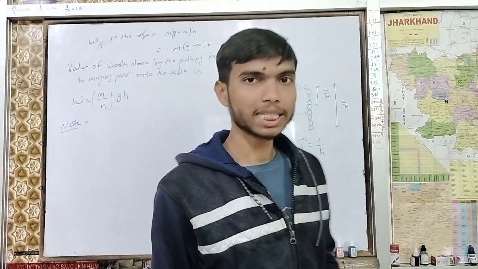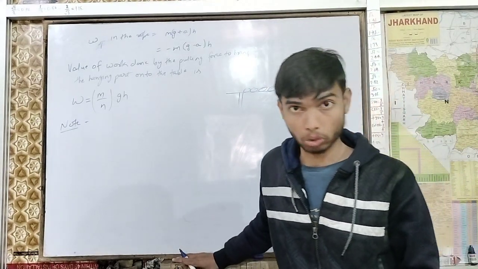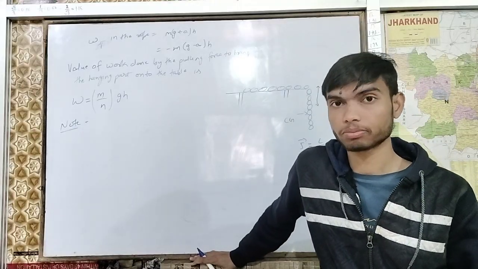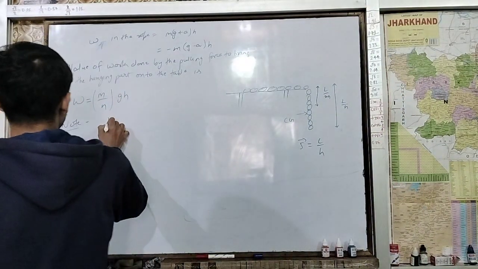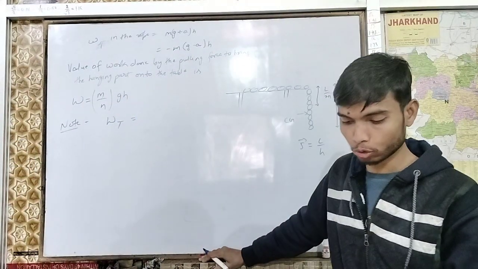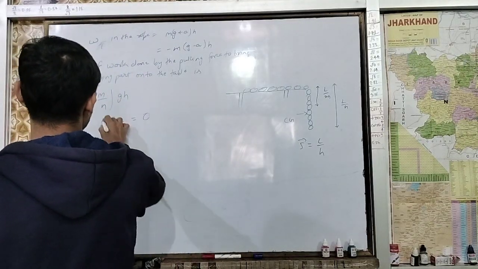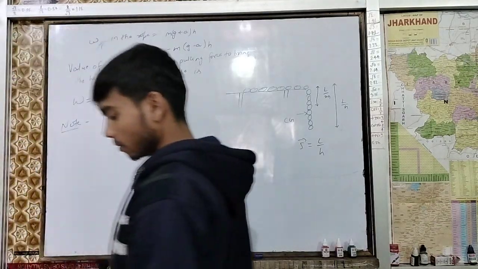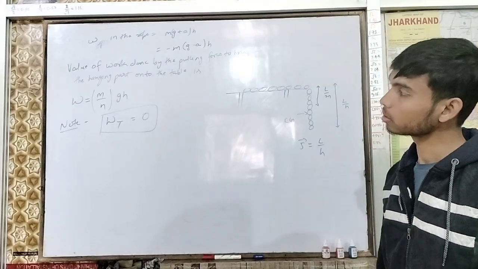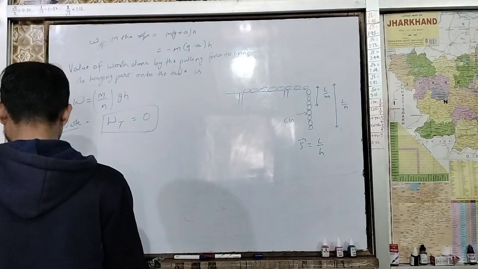Remember, in this case, the work done on the two blocks by tension will always be zero. Remember, when it comes to tension, work done by tension on the two blocks will be always zero. So this is our zero work done. Now let me write the question.